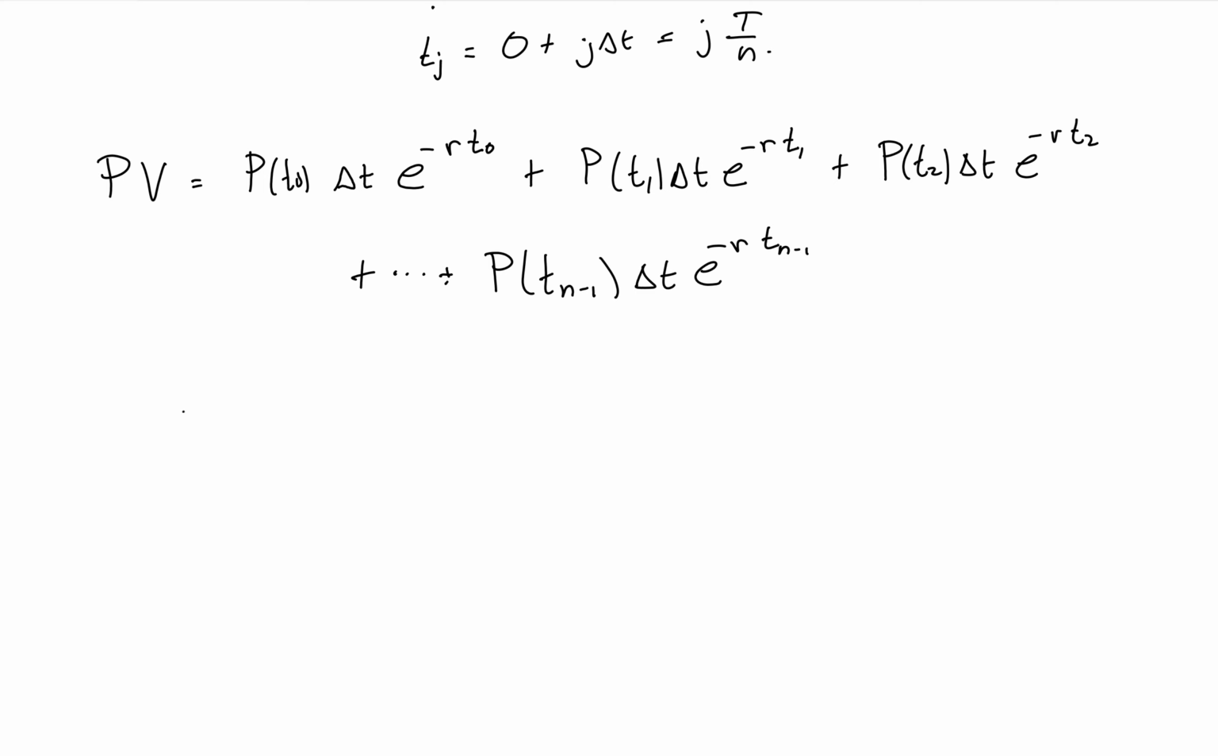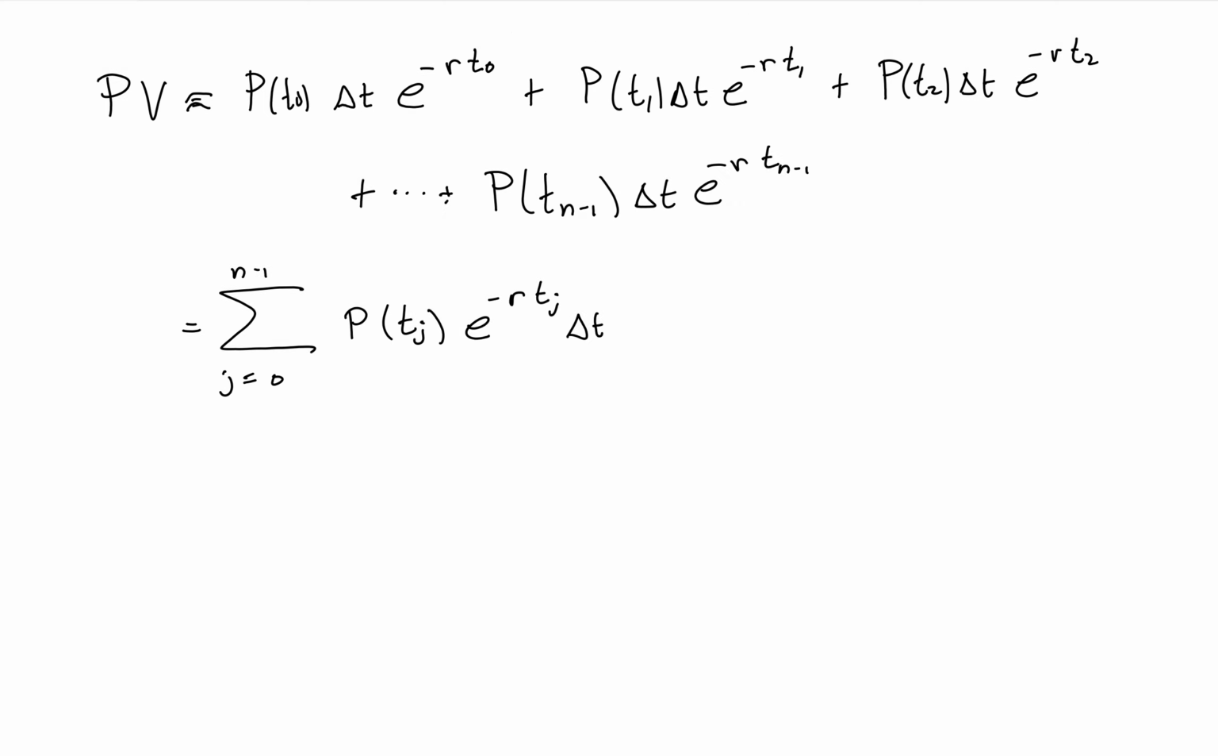And if we want to fill these in, well, let's maybe write this as a summation. So this should be an approximation here. This goes from j equals 0 to n minus 1, P of tj, and then let's reorder it, e to the minus r tj delta t. And if we wanted to fill these things in, we could.